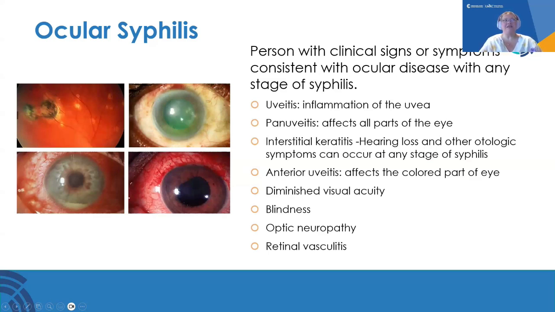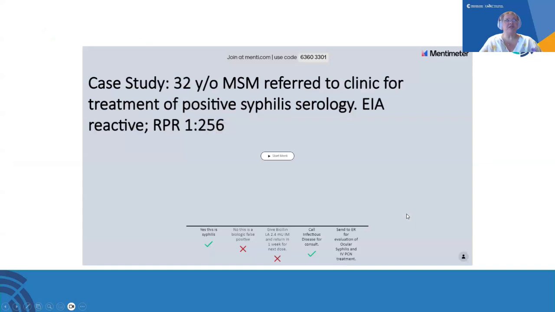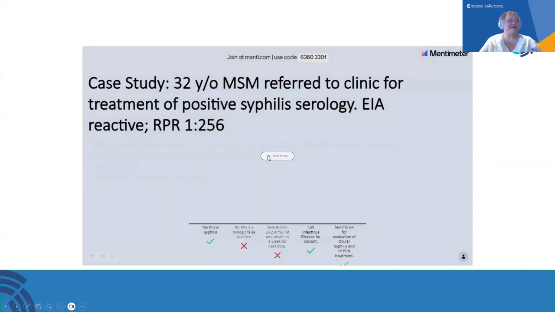A person with clinical signs and symptoms consistent with ocular disease could have uveitis, panuveitis, interstitial keratitis, diminished visual acuity, or blindness. So this is an emergency. If they have any kind of eye or ear issues, get them seen immediately, because they can lose their sight or their hearing because of the damage that the bacteria is doing. Yes, here is my case study.